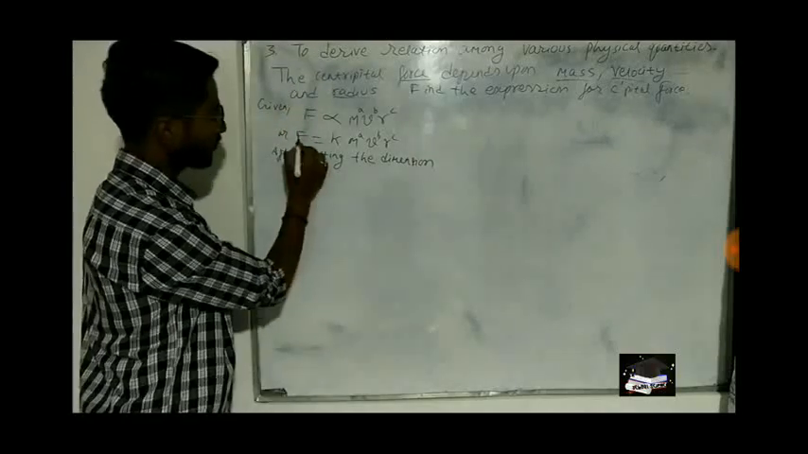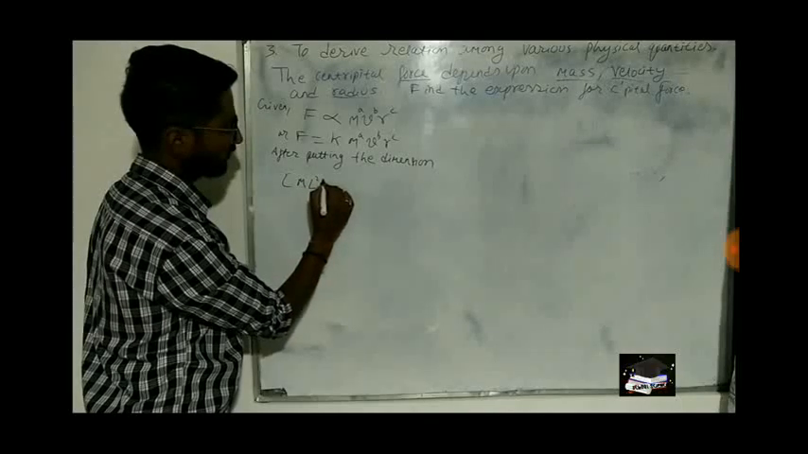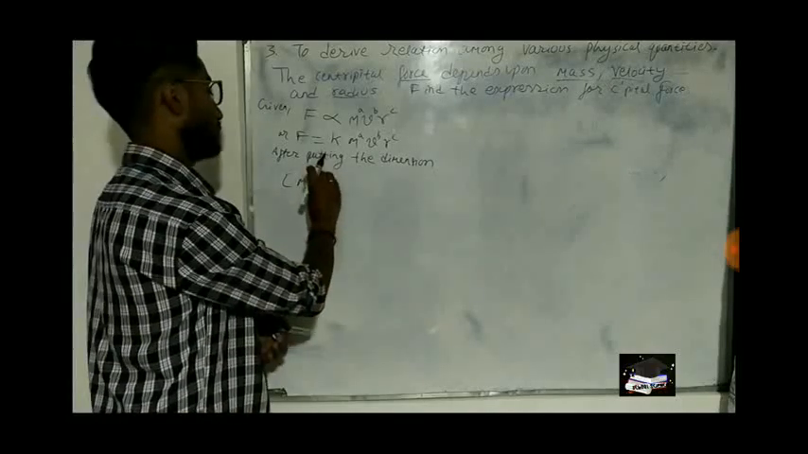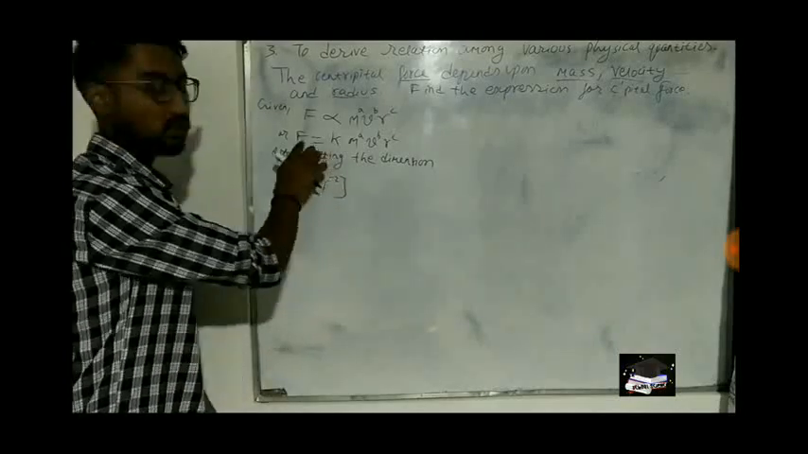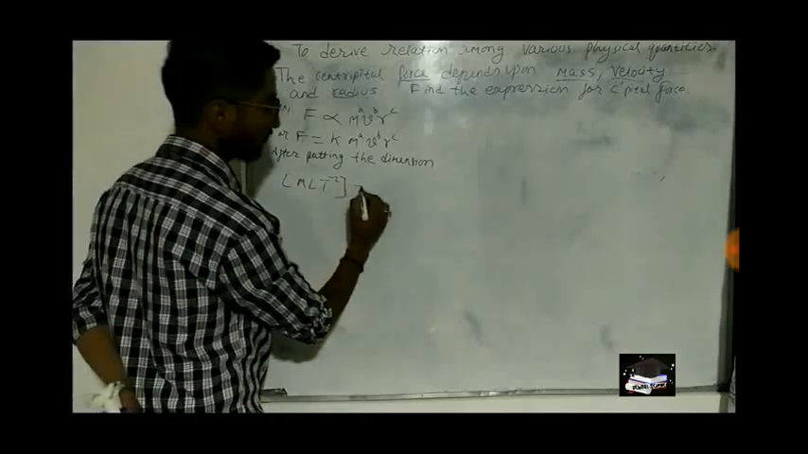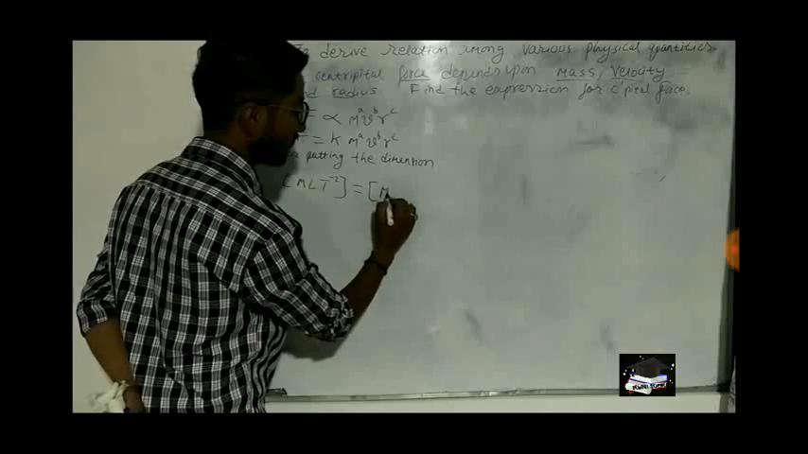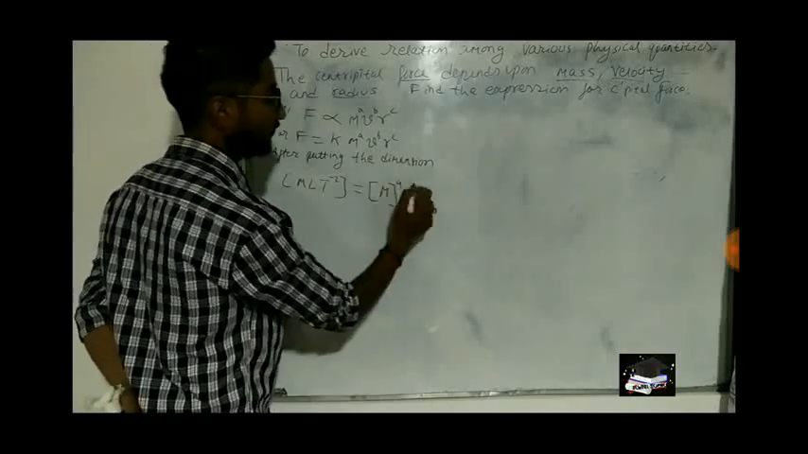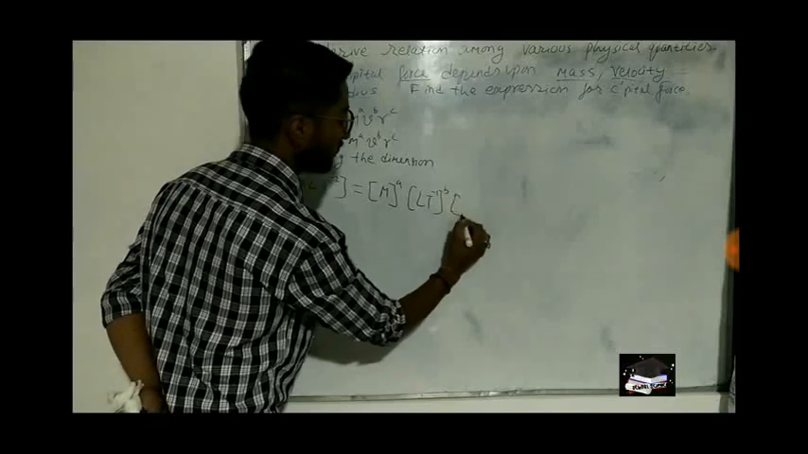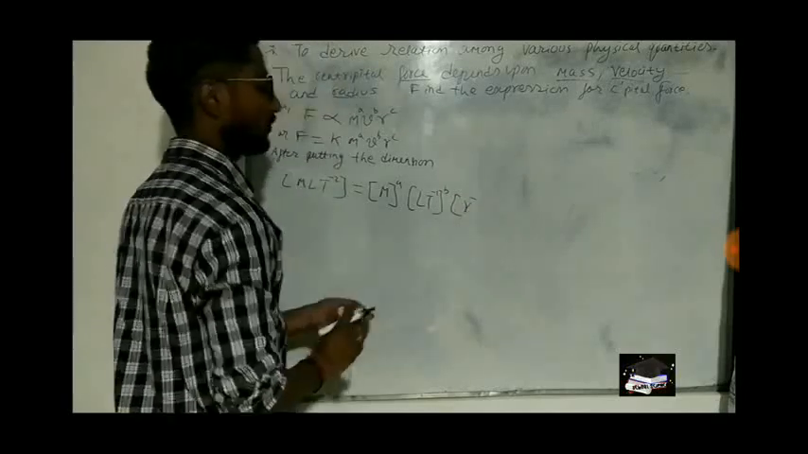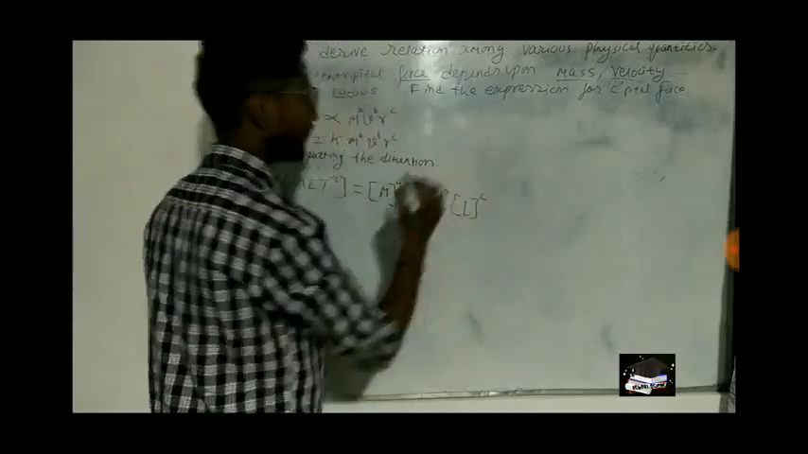After putting the dimension, force is mass into acceleration, so the dimension is M L T to the power minus 2. The constant does not have dimension out here. This is mass, so M to the power a. V is velocity, so the dimension is L T to the power minus 1, raised to the power b. R is radius, which means length to the power c.